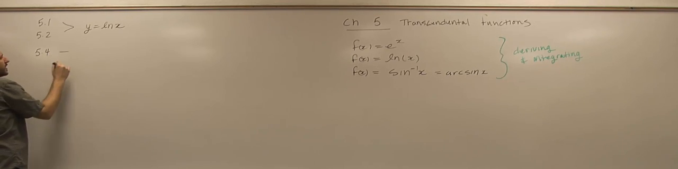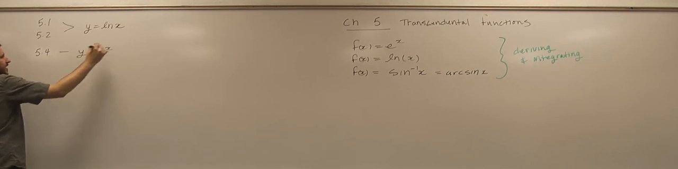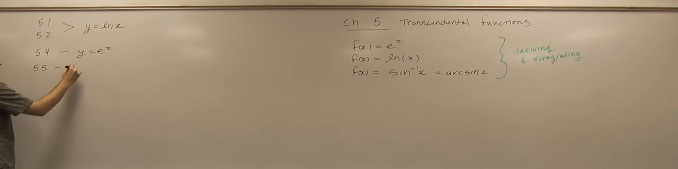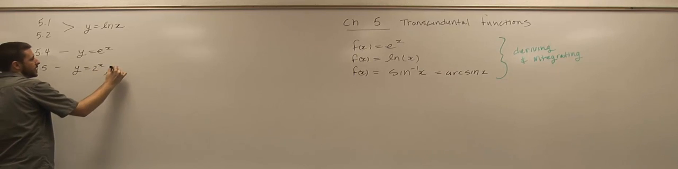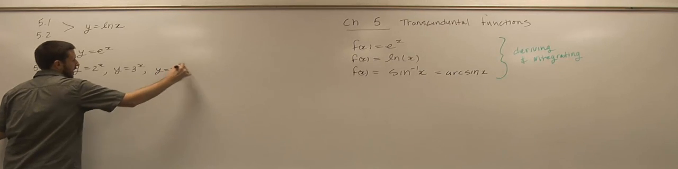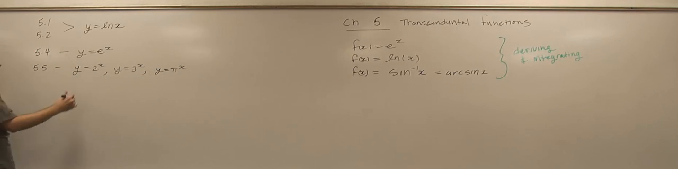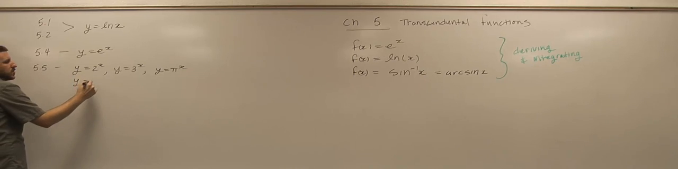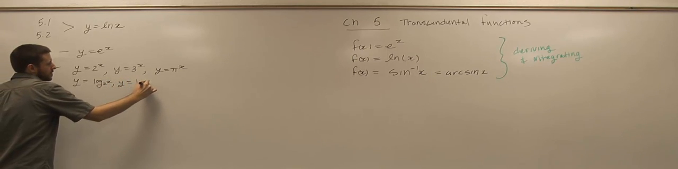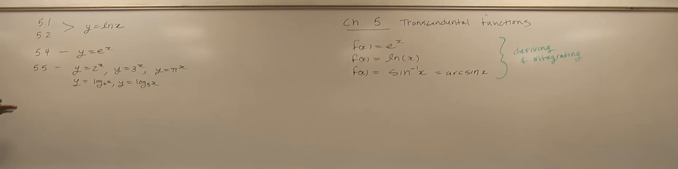5.4 is about e to the x, deriving and integrating e to the x. 5.5 is about other bases, so like 2 to the x, 3 to the x, pi to the x, exponential functions with different bases, and also log functions with different bases. So like log base 2 of x, log base 5 of x, etc. Right? So we want to derive and integrate all of these. But if you know how to do these, they are not hard at all.